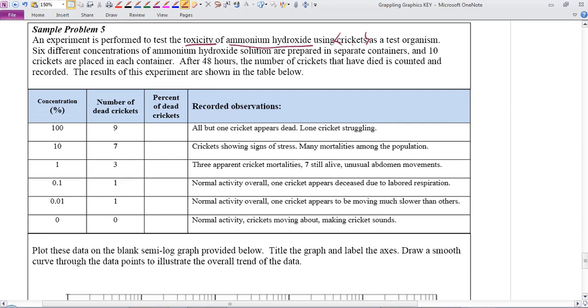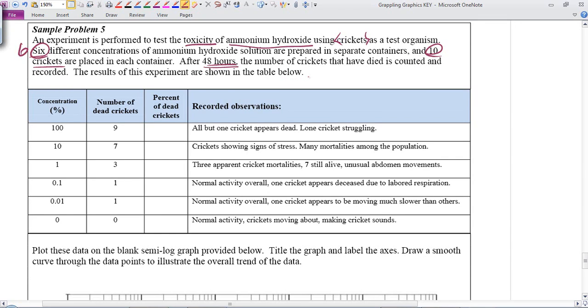So using crickets as a test organism, 6 different concentrations of ammonium hydroxide are prepared in separate containers, and 10 crickets are placed in each container. After 48 hours has elapsed, the number of crickets that have died is counted and recorded. The results of this experiment are shown in the table below.